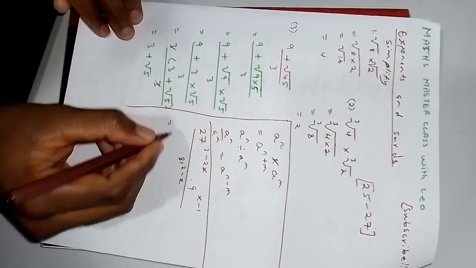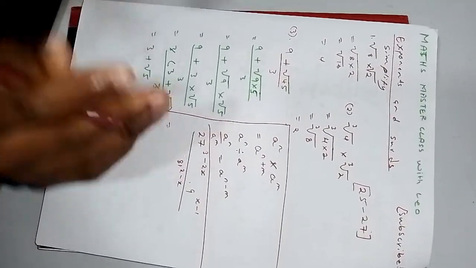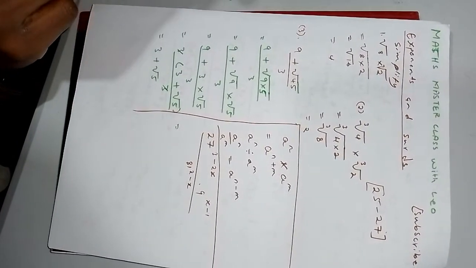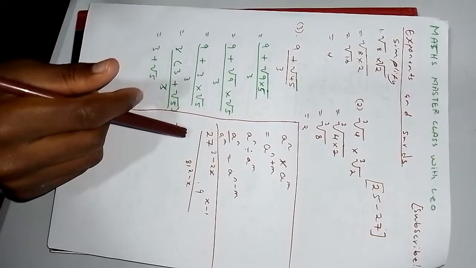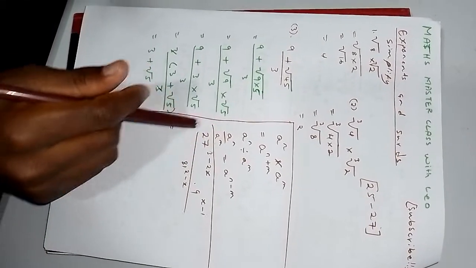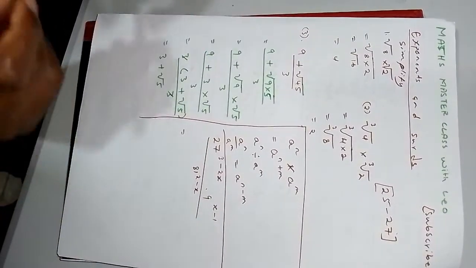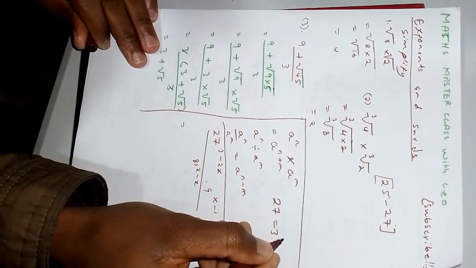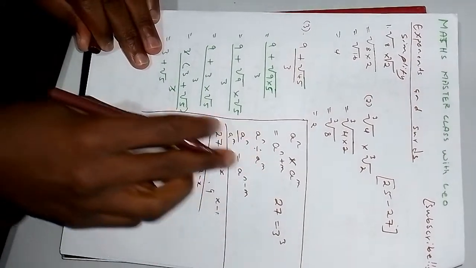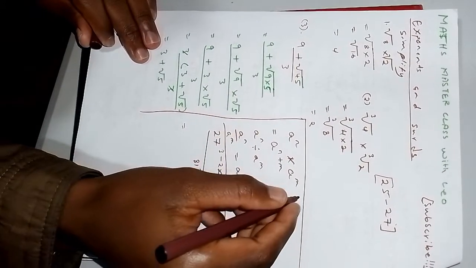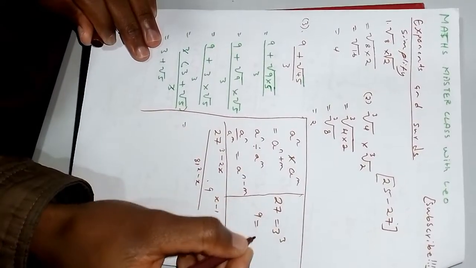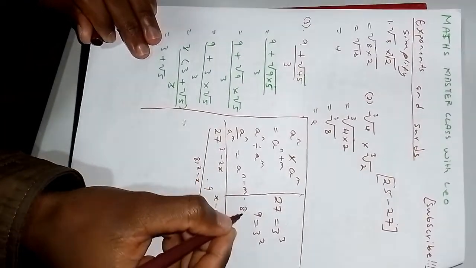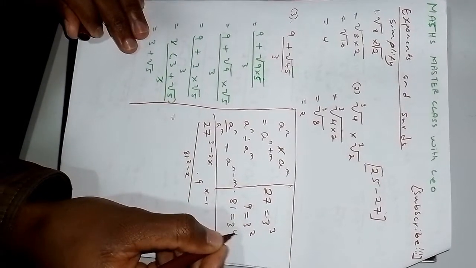But first, how can I make these things common? I can make them common by changing 27 into exponents. 27 can be written as 3 to the power 3. And 9 can be written in terms of exponents as 3 to the power 2. And 81 can be written as 3 to the power 4.